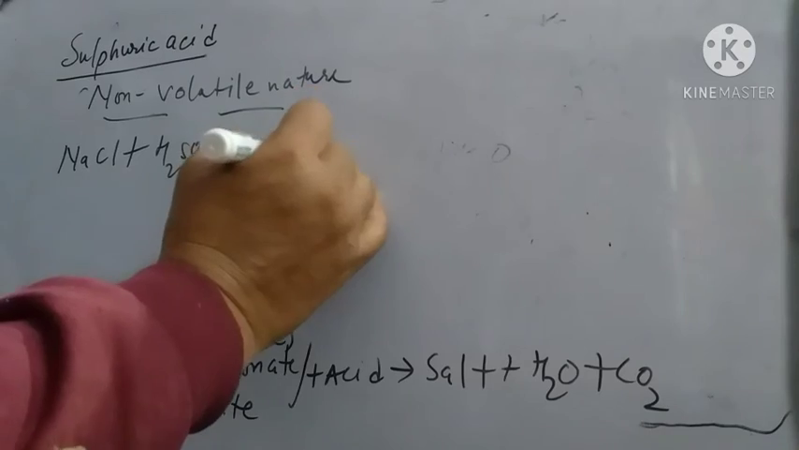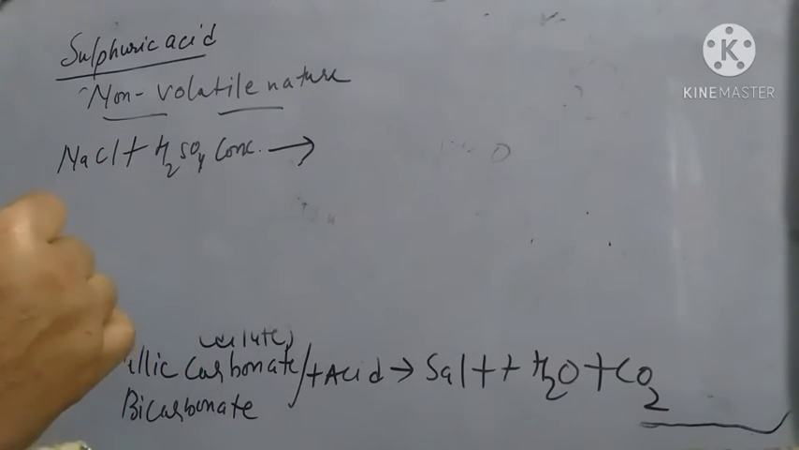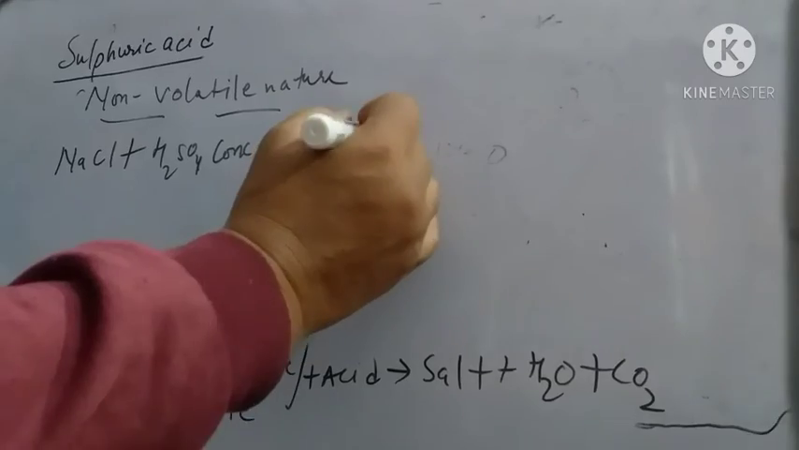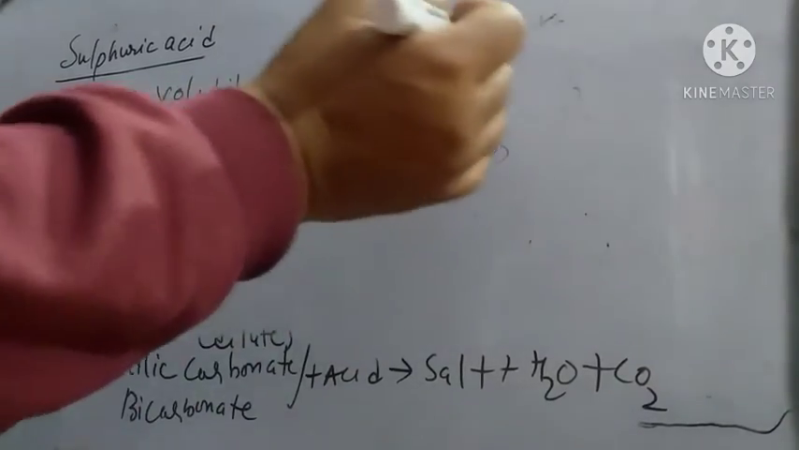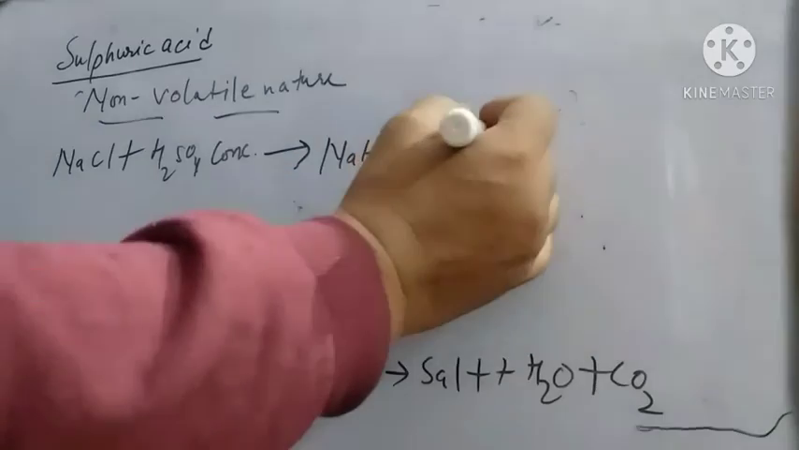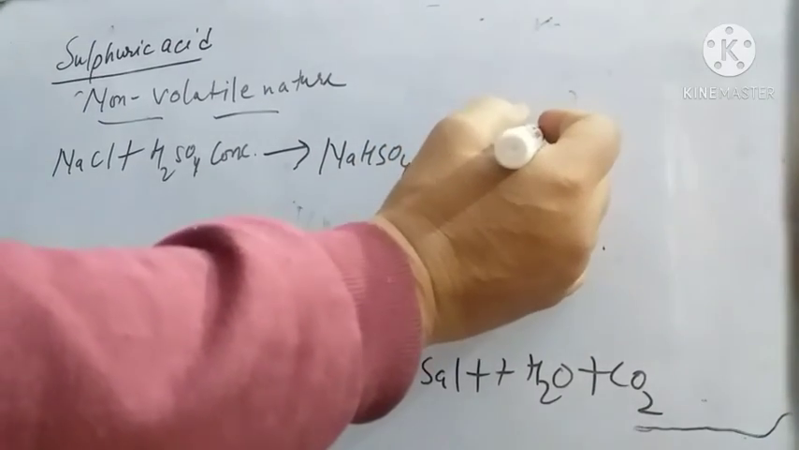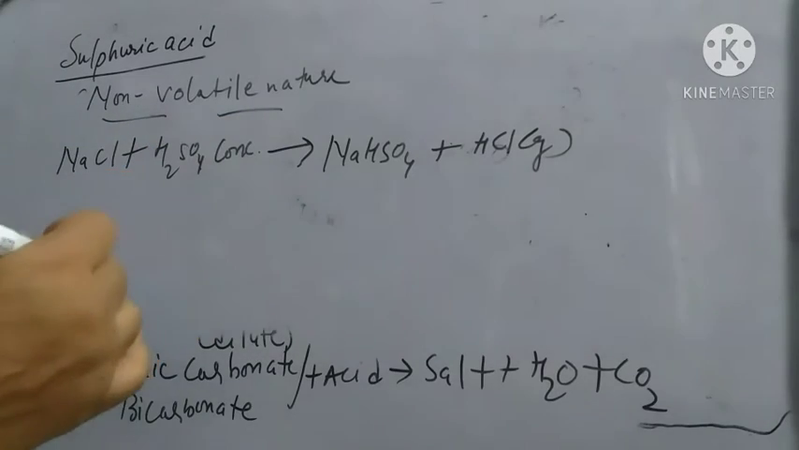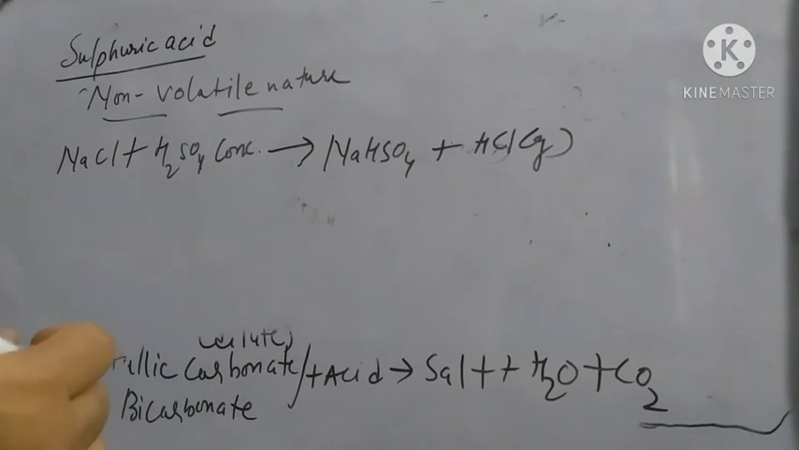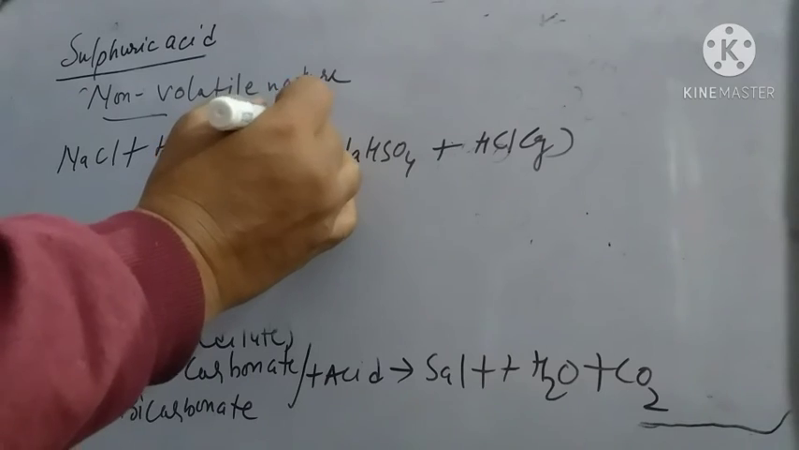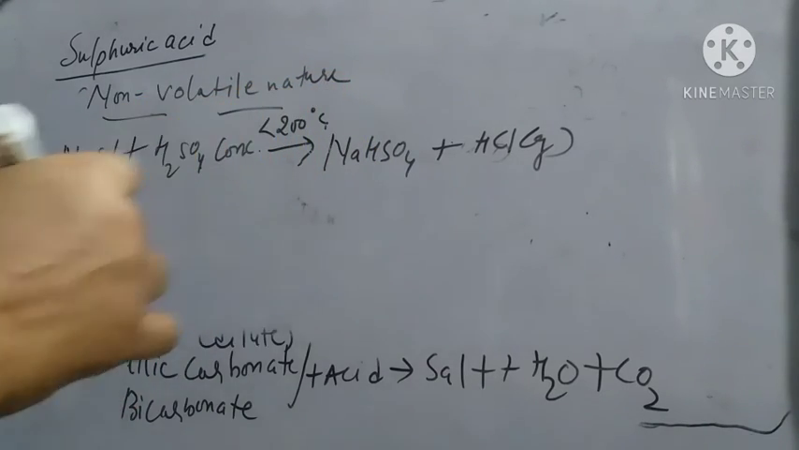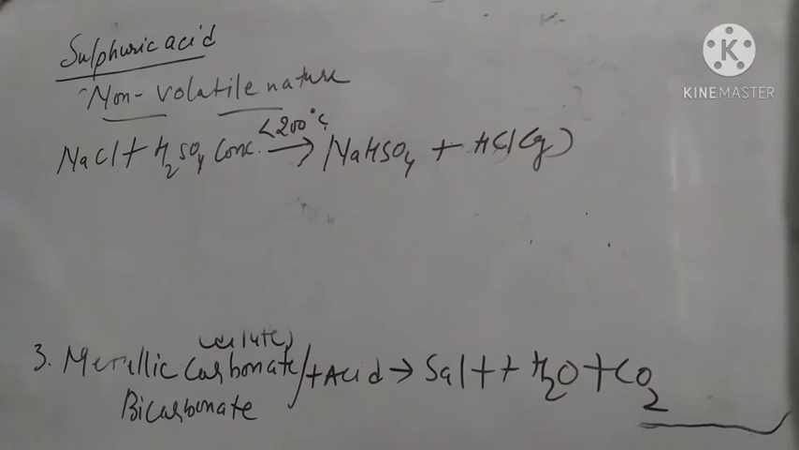So we will get first of all the acidic salt, that is sodium bisulfate, plus HCl gas, which will also be evolved. The temperature maintained over here will be less than 200 degrees Celsius. So this is the reaction of sodium chloride with concentrated sulfuric acid to show the non-volatile nature of sulfuric acid.